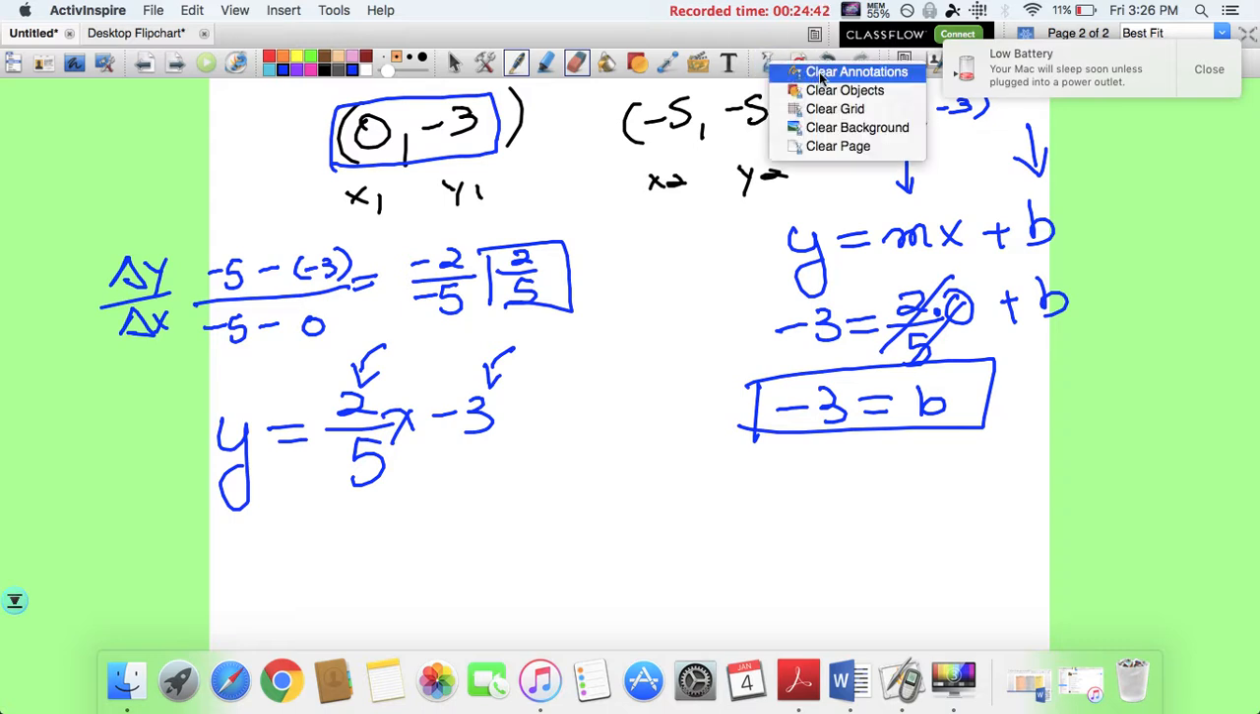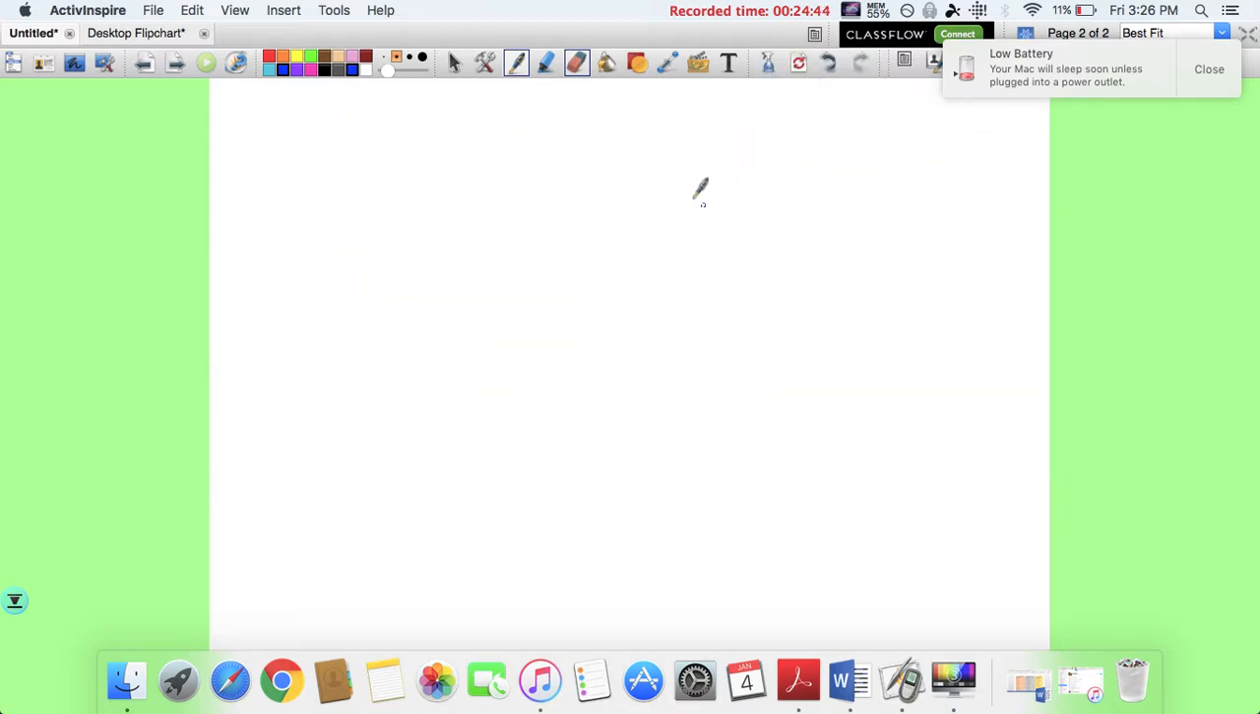It's my battery all the time. 12, which means I have to get my charger, which I hopefully did not leave at school. Uh-oh, I did.